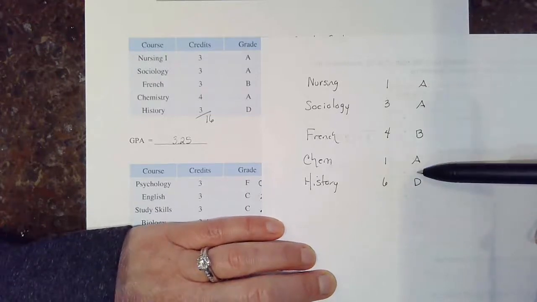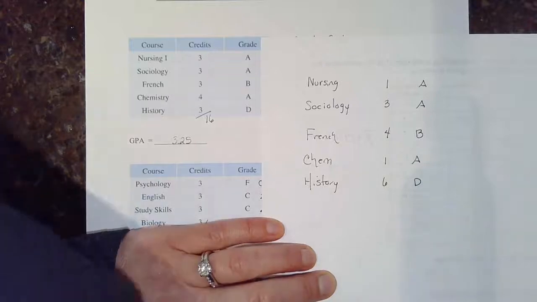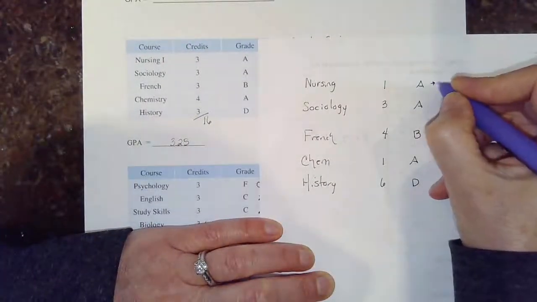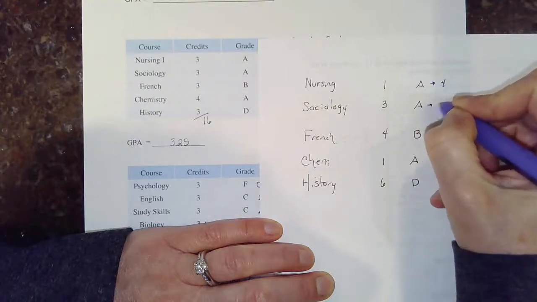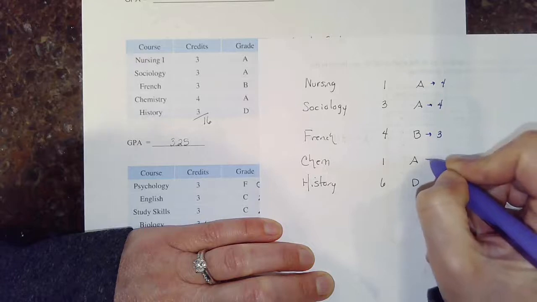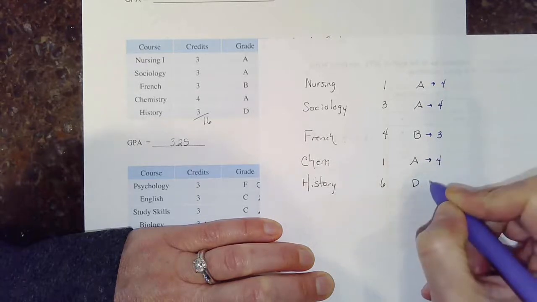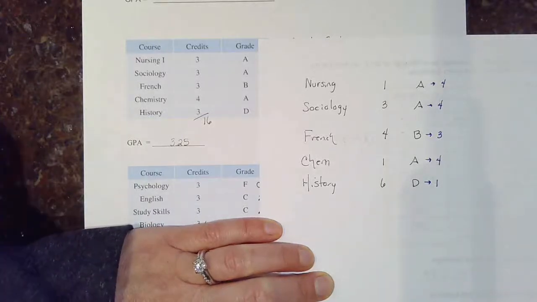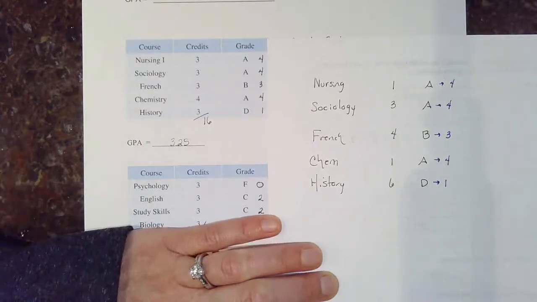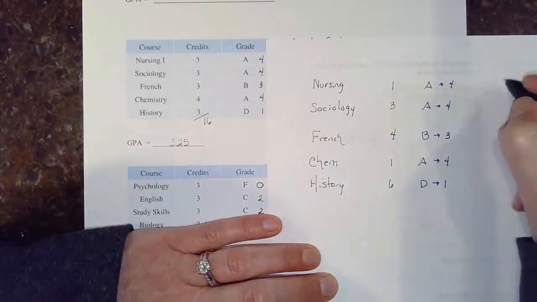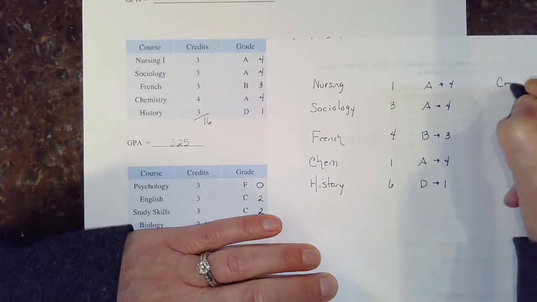All right, so an A is a 4.0. A B is a 3. An A is a 4. And a D is a 1. Just the same as before: 4, 4, 3, 4, 1. So now let's make our credit times grade column.